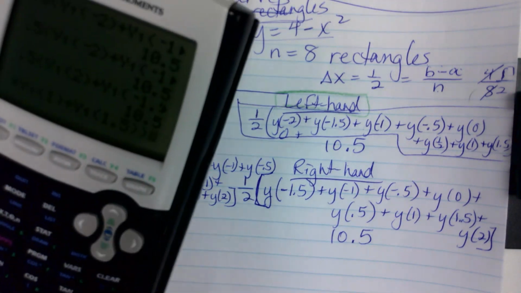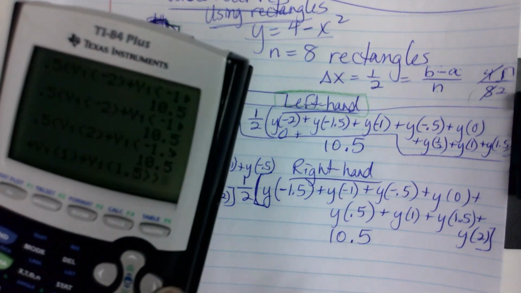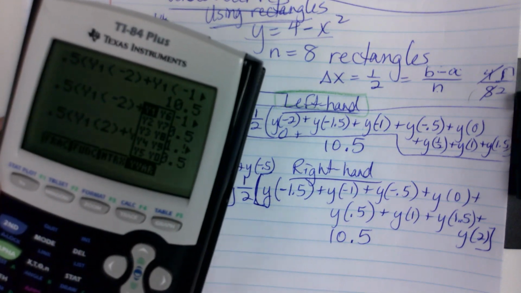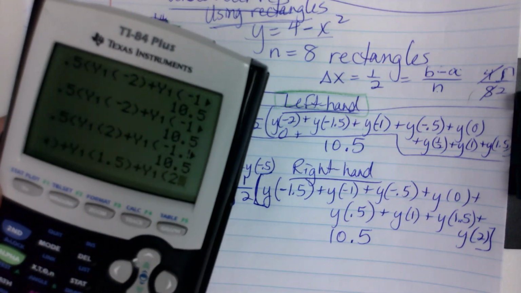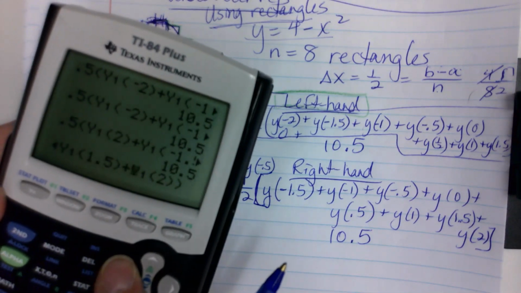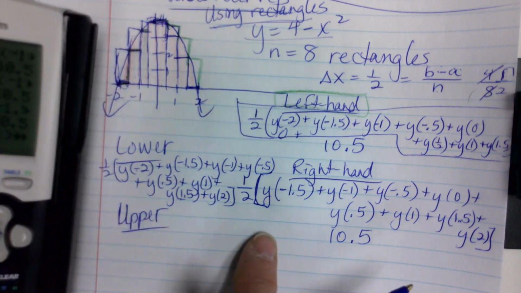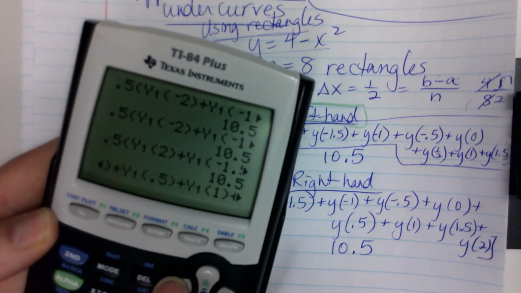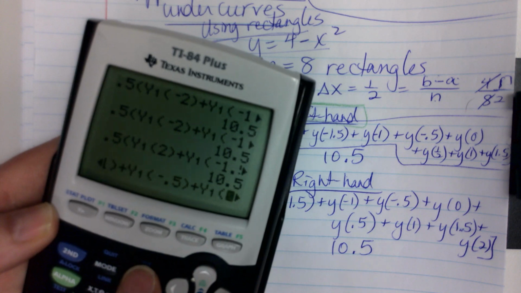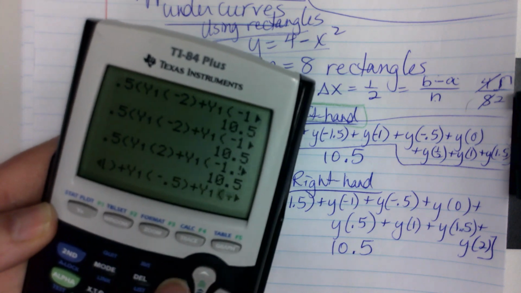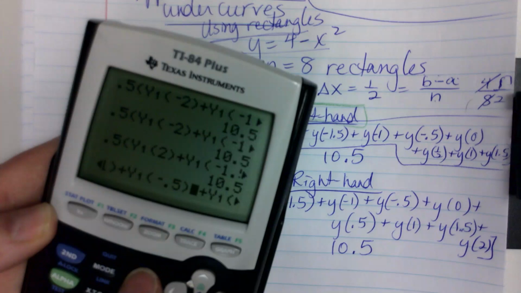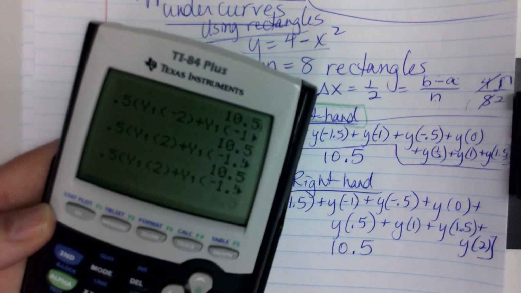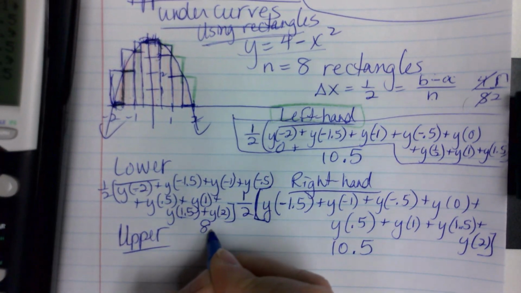I'm not happy with theirs. So they're going to end with plus y of 2. And they're going to drop out one of them. They're going to drop out the y of 0, aren't they? I think so. Delete, delete, delete, delete. I think that's going to give us, so their lower sum would be 8.5.